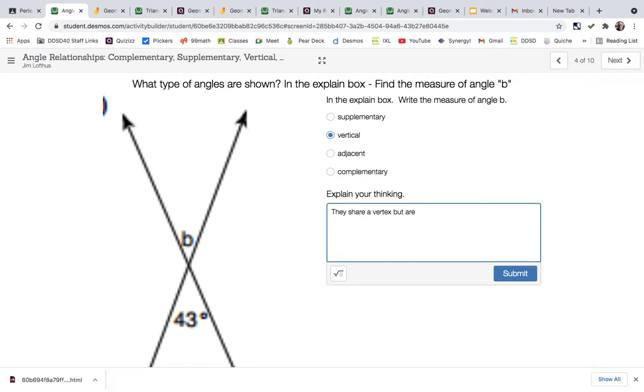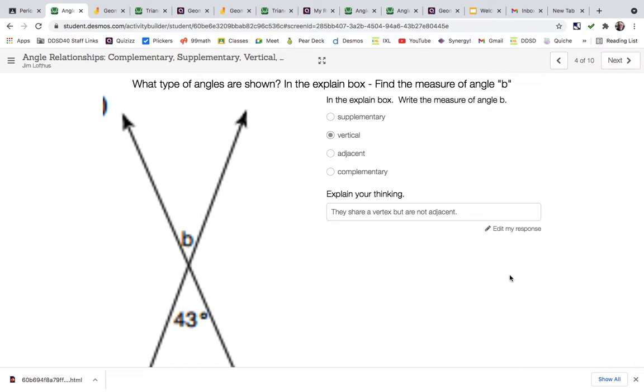But are not adjacent. And it looks like I put, let's make sure I've got that right. I got something on there. Looks like I wrote a Y instead of a, looks like I wrote vertex, but it's a vertex. All right.